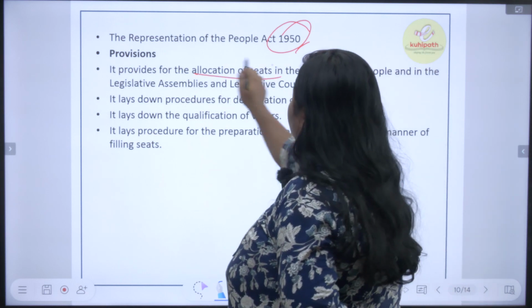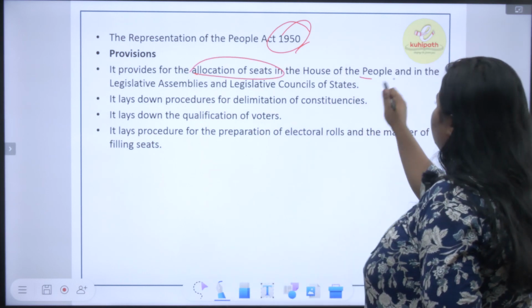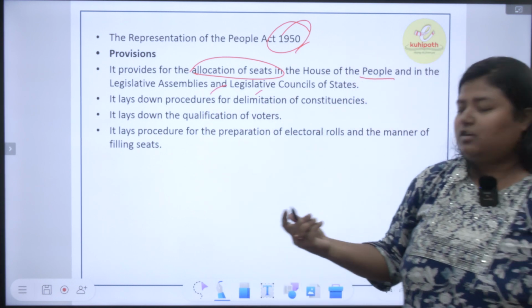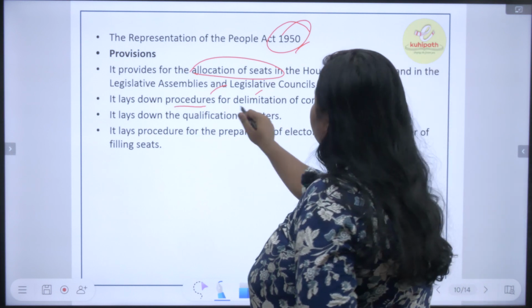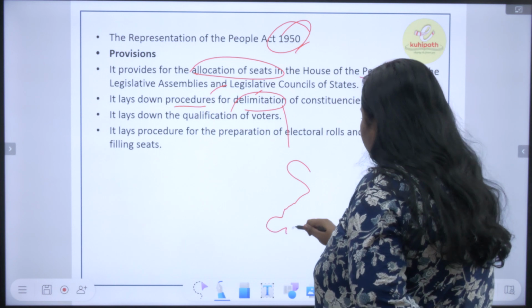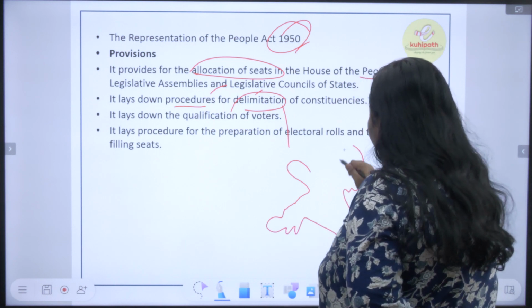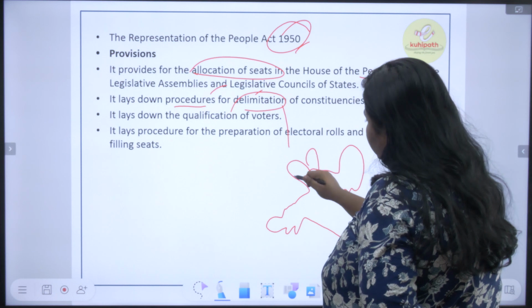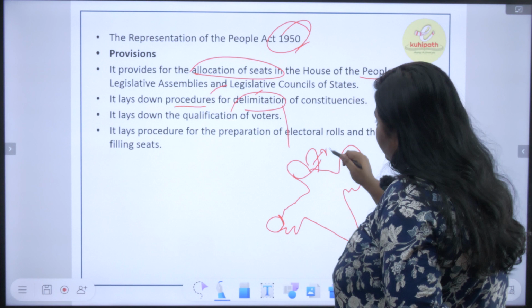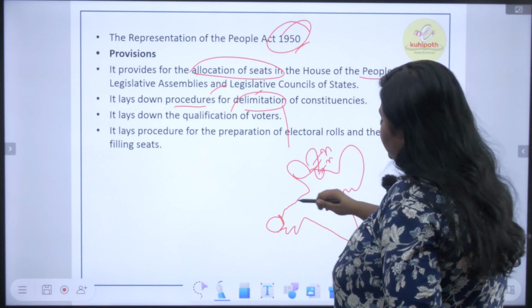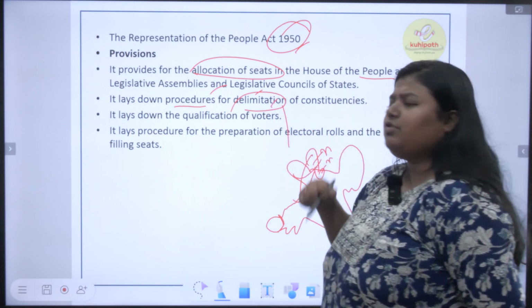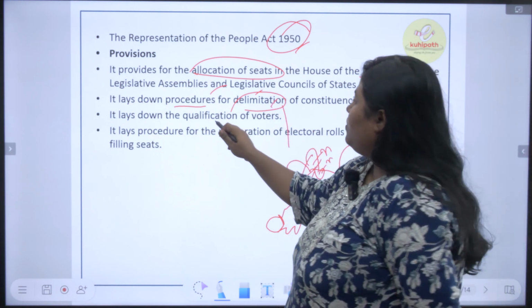It provides for the allocation of seats. Yes, we have discussed it, in the House of the People, the legislative assemblies and the legislative councils, of course, right? It lays down the procedure for delimitation of constituencies. I gave you the India map where we had discussed how constituencies were distributed. The Ladakh area was very large, and this area was also very large. So I said that here there are n voters, and there there are n voters. So that picture I am referring to in the first part of the video. There we talked about delimitation of constituencies. Fair. So it lays down the qualification of voters.